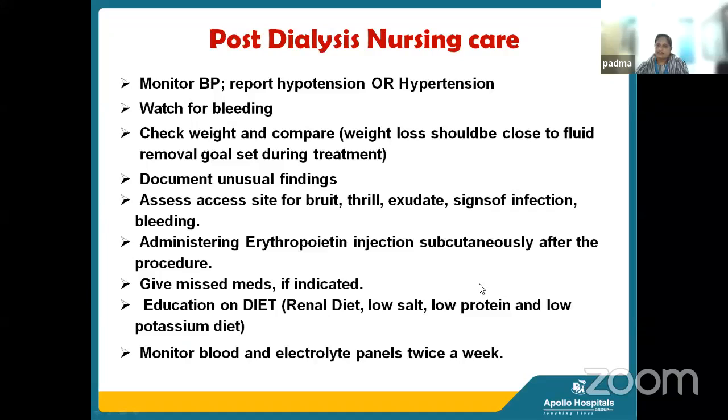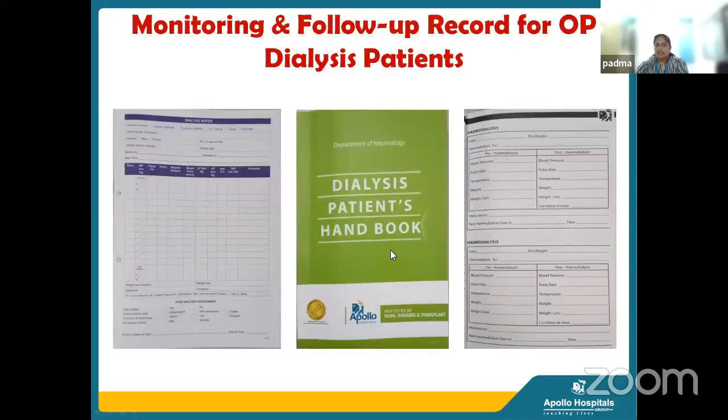Give mixed medication if indicated. Educate the patient on a renal diet: low salt, low protein and low potassium. And monitor the blood and electrolyte panel twice a week. And this is the monitoring and follow-up record for OP dialysis patients. During their 4 hours of dialysis time, we will monitor every half hour their vital signs and other parameters like venous pressure, arterial pressure, the rate we are setting, temperature, and other remarks. So this is the OP nurse dialysis monitoring form.